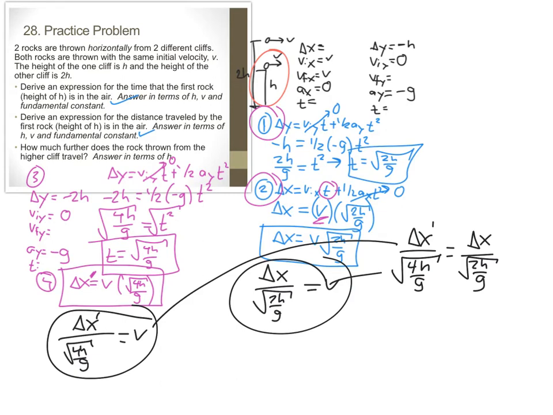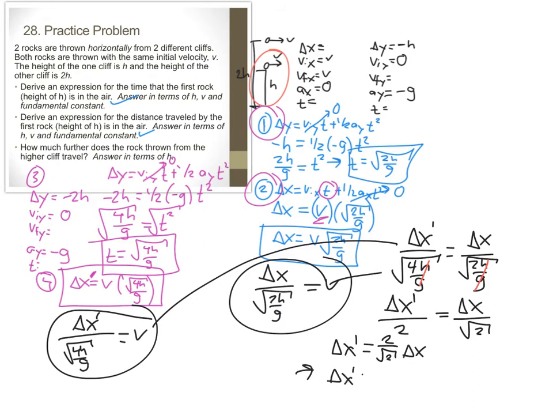So here's where I end up, and I know this is a little bit messy with all the square roots and stuff, but I see that both sides have that h over g term within the radical. So I can divide that out. What I'm basically doing is multiplying both sides by root h over g. And so what I'm left with is delta x prime over the square root of 4, which is just 2, equals delta x over the square root of 2. I can multiply both sides by 2 here, and I find that delta x prime is equal to 2 over root 2 times delta x. So that's how much further it goes. This does simplify, though, to delta x prime is just equal to root 2 times delta x. So that number there is the factor of how much further it goes, and either one would be acceptable as an answer.